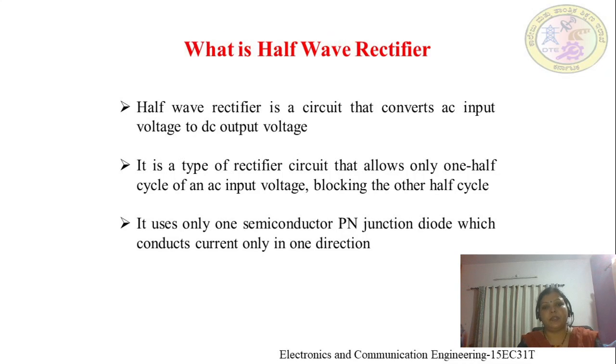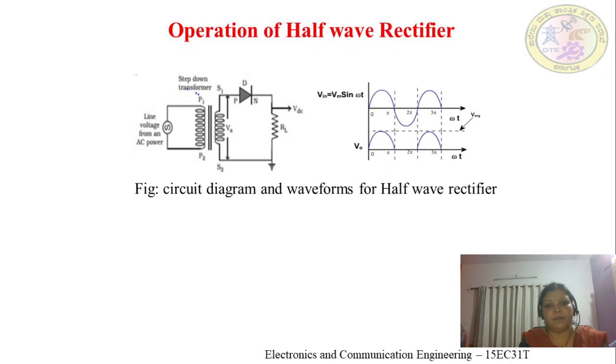Okay, we have seen the types of rectifiers: half wave rectifier, center tap full wave rectifier, and bridge rectifier. Any rectifier that makes use of a single diode and conducts only for a half cycle of the AC input, while blocking the other half of the AC input, is called a half wave rectifier.